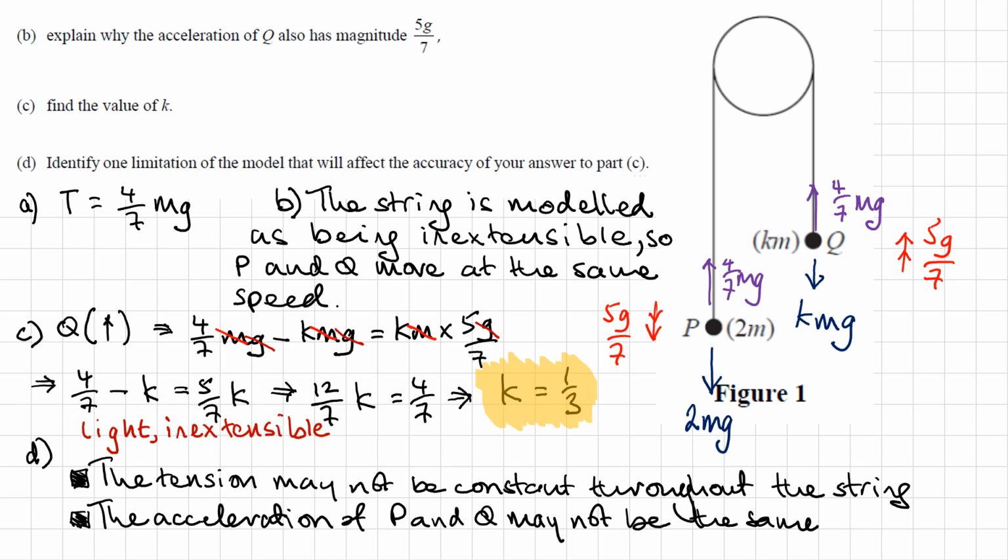And the second limitation is that the acceleration of P and Q may not be the same. We use the acceleration for P and use that for the acceleration of Q. So there's the acceleration there. If the string was stretchy in some way and it wasn't inextensible, then we would have a slightly different value for the acceleration here and a different value for k. Now, both of these limitations are based on the light and inextensible part of the simplifications that were given earlier on in the question.